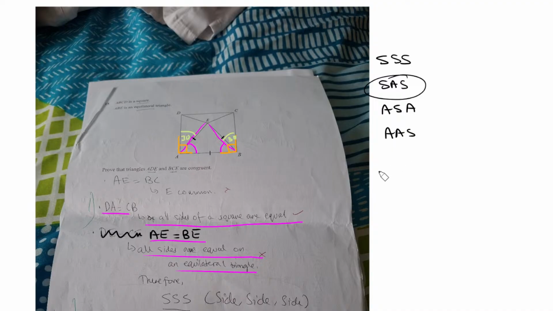So I'd probably write DAB, as in an angle, is equal to CBA, because they're both 90. You could write, because angles in a square are obviously 90, something like that. And then you could also write EAB is equal to EBA, which is specifically 60 because of angles in an equilateral triangle, right?